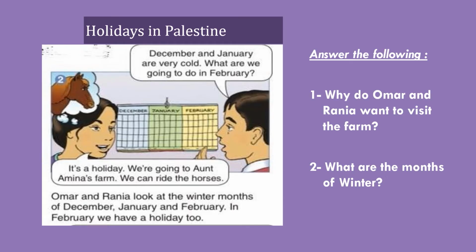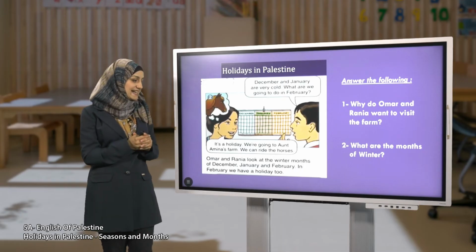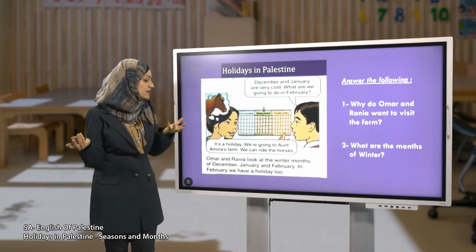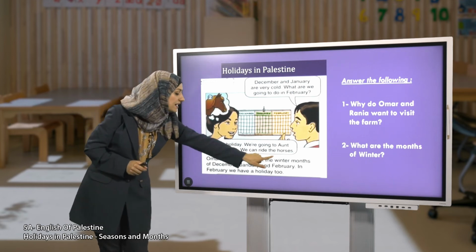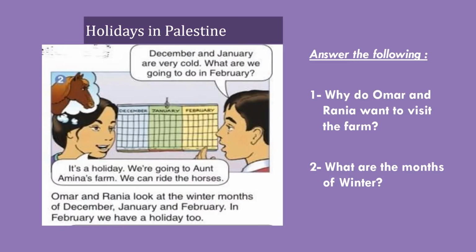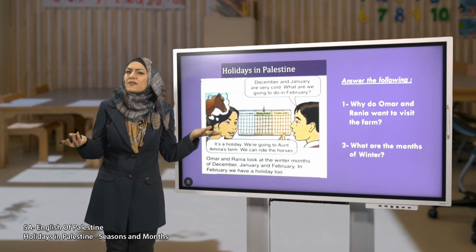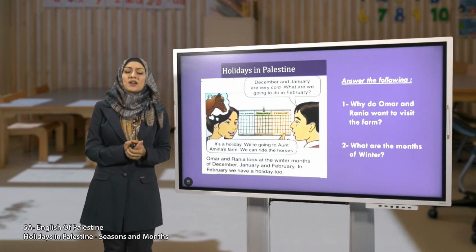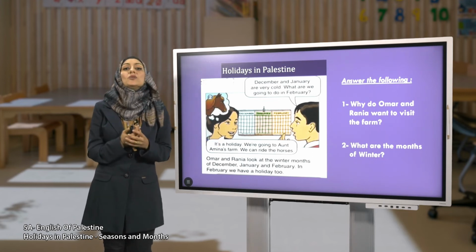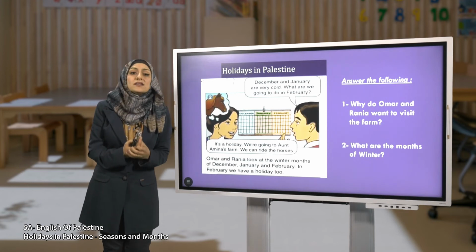What are the months of winter? Yes, what are the months of winter? Winter months are December, January, and February. Excellent. Do you love winter? What about you? What activities do you usually do in winter?